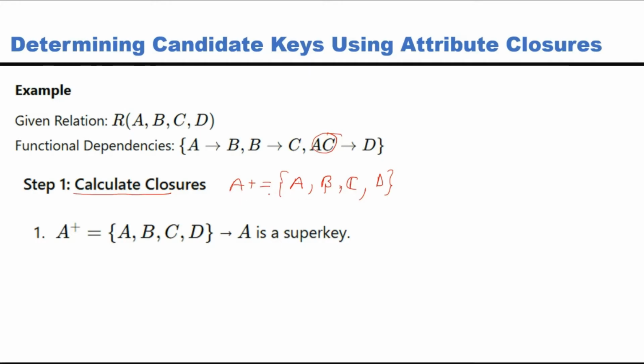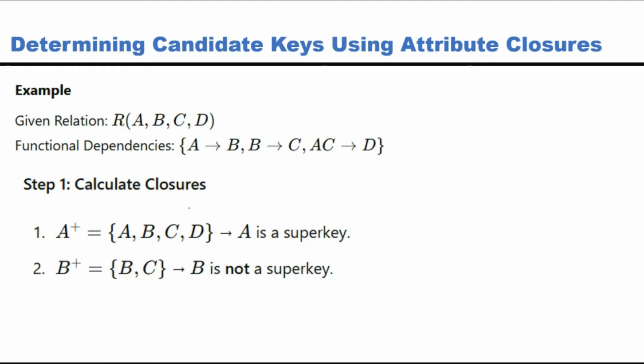Then A plus is giving all the attributes, so right now we can call it a super key. Then the second iteration of the first step is B plus. If we calculate B plus, B will come, and since B determines C, C will come. Because A is not there, we cannot use the functional dependency AC determines D. So B plus is only giving what?